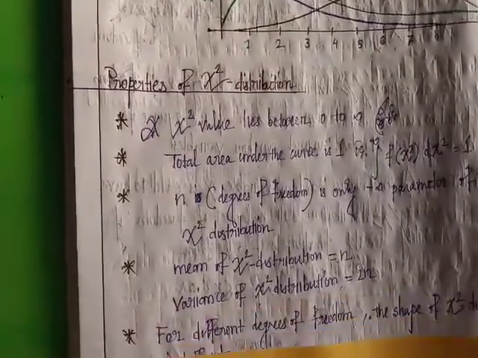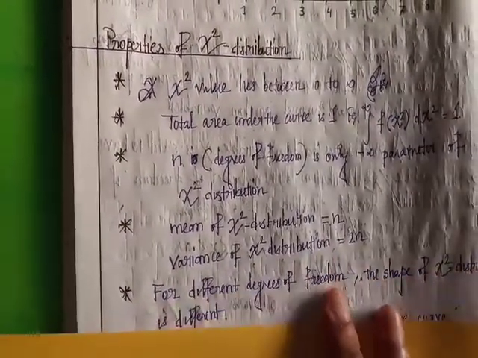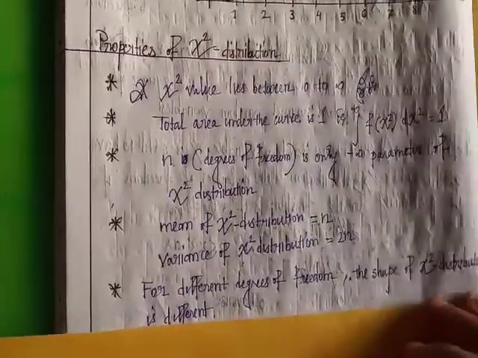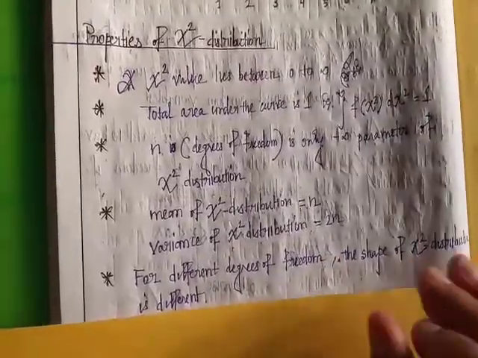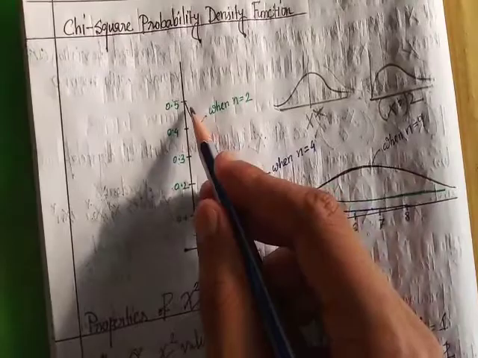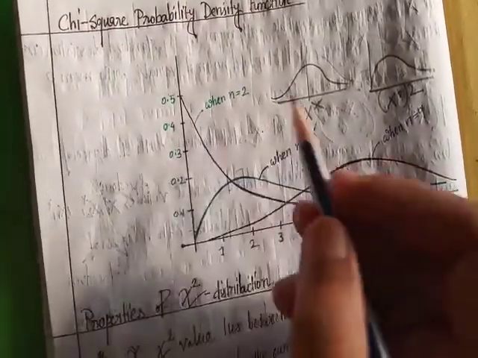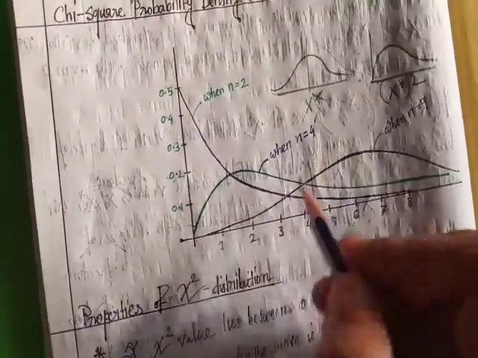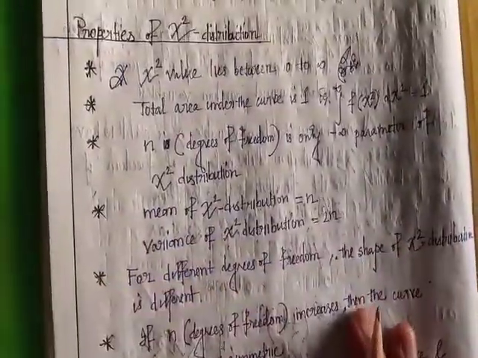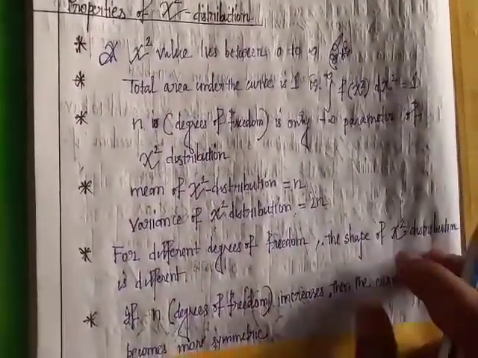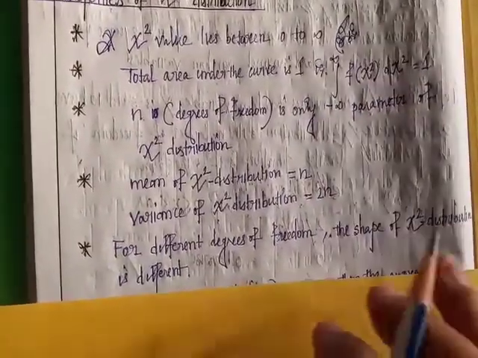The next property is that for different degrees of freedom, the shape of the chi-square distribution is different. We already discussed this. This is the curve for 2 degrees of freedom, this is the curve for 4 degrees of freedom, this is the curve for n degrees of freedom, and so on.